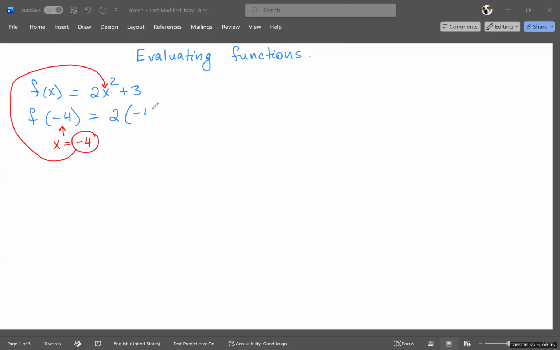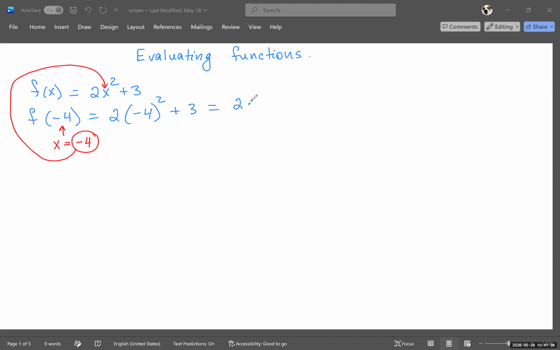2 times -4 instead of the x. You have to square it because the original x was squared, and then plus 3. And after that, you do have to simplify it by actually carrying out the calculations. The order of operations comes into play here. We need to square first, then multiply. So this is 2 times -4 squared.